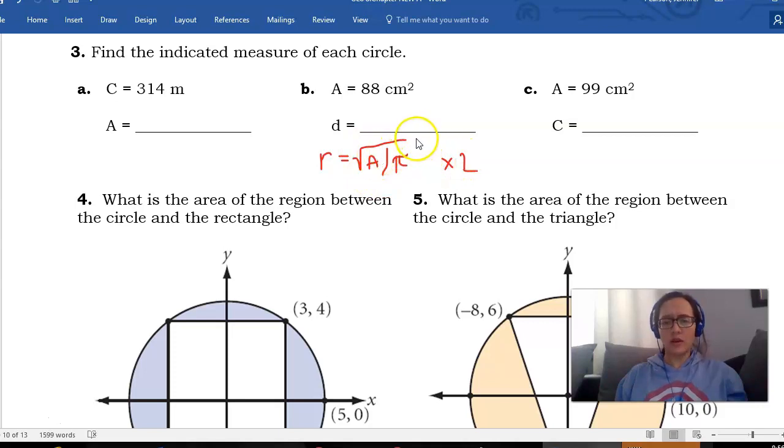If your calculator does order of operations correctly, you could, in theory, do this entire thing. Make sure you're closing your parentheses in one step, or just do it in 2 steps. Calculate the radius first, and then multiply it by 2 to get the diameter.